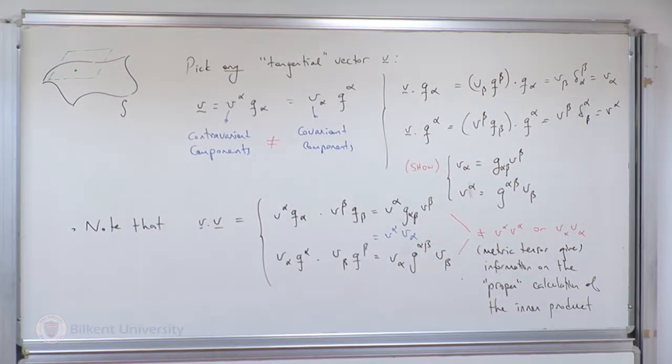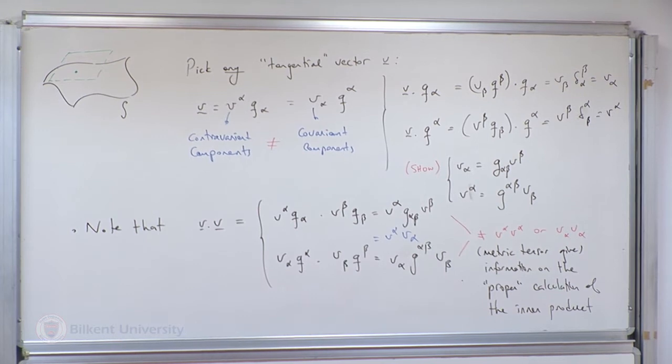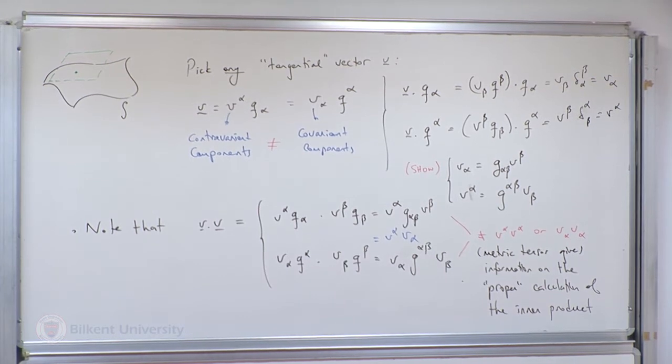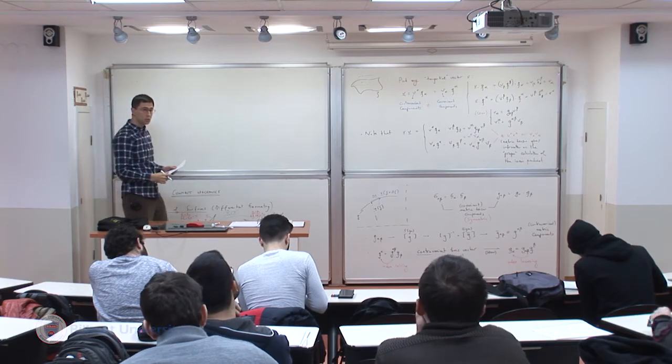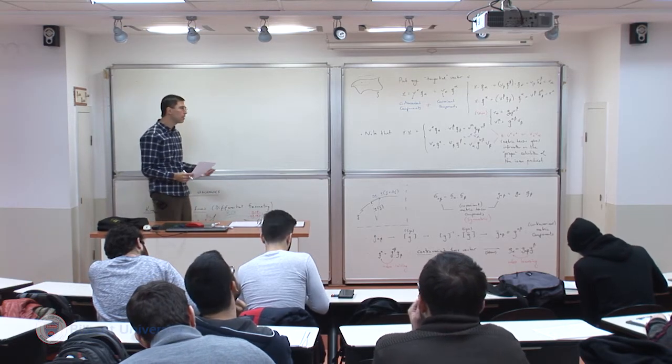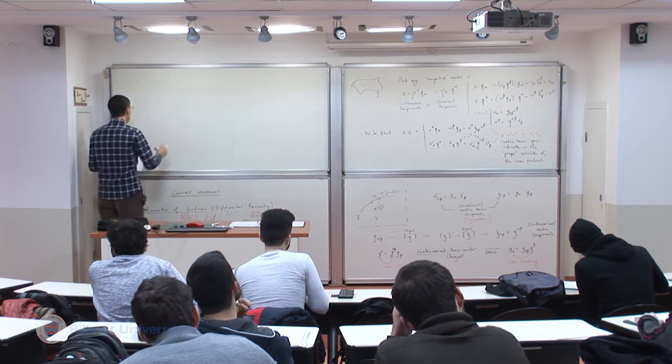Okay, so that was pretty much the tough part. So we've established the most important ingredients. And now we are going to make use of these ingredients repeatedly. And I will do so by starting with calculus operations on the surface. Suppose I'd like to take gradients or divergences. How would we do that?